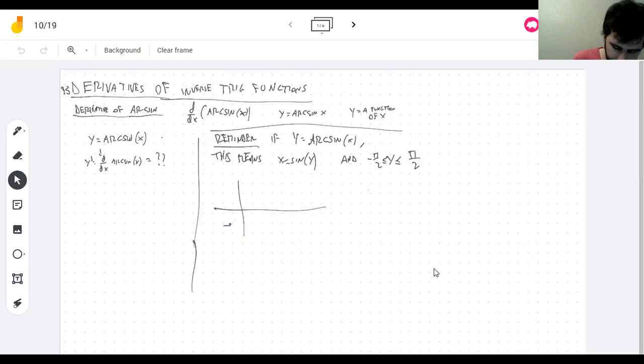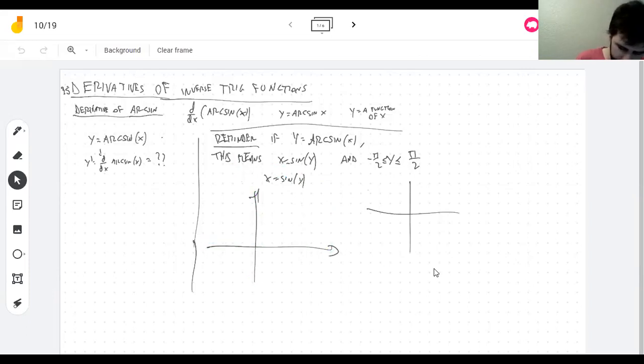If I plot sine, here's pi over 2, here's negative pi over 2. Maybe I should say x equals sine of y. So now I'm doing the y-axis here and the x-axis here. No, I shouldn't do that. I should draw it vertically. If I do x equals sine of y, it's not the graph of a function, it's just the graph of sine that's flipped 90 degrees. So here, y is pi over 2. Y is negative pi over 2. And arcsine is just this part in here.